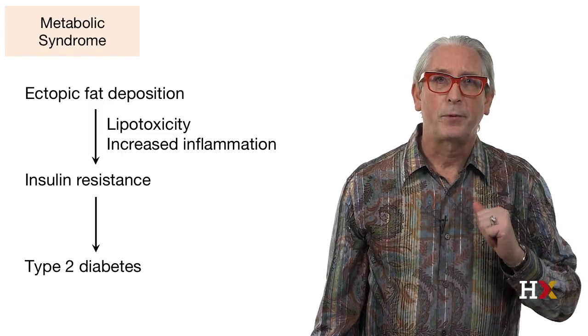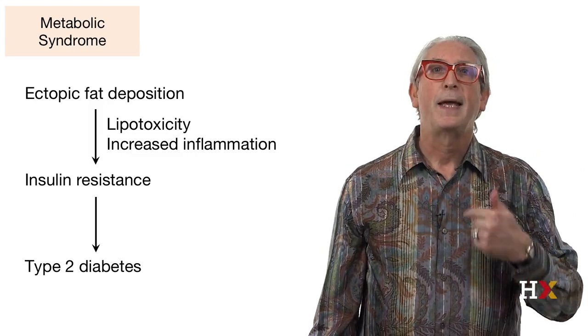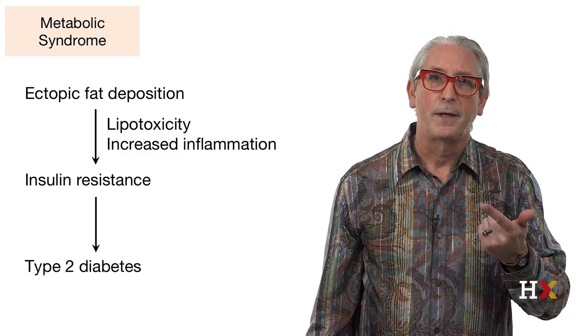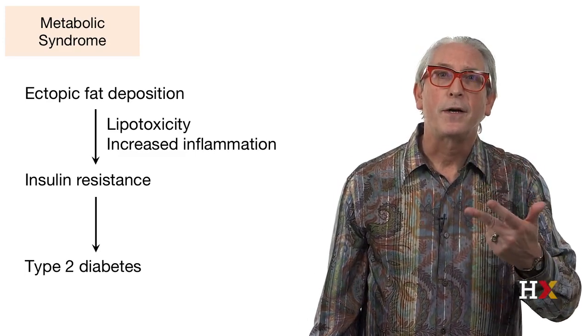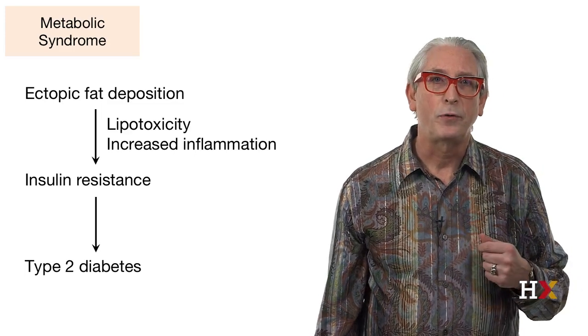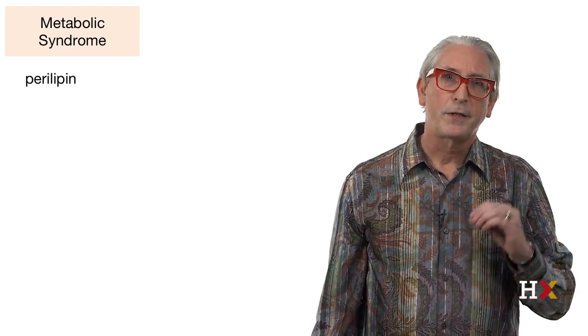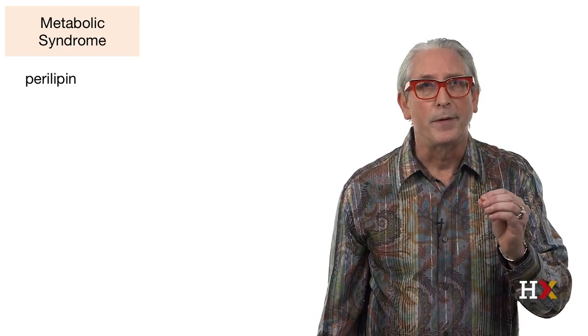This ectopic fat deposition is strongly correlated with lipid toxicity and increased inflammation, and could trigger insulin resistance and finally the onset of type 2 diabetes. So how does this fat deposition occur? Studies suggest that there is a genetic component.